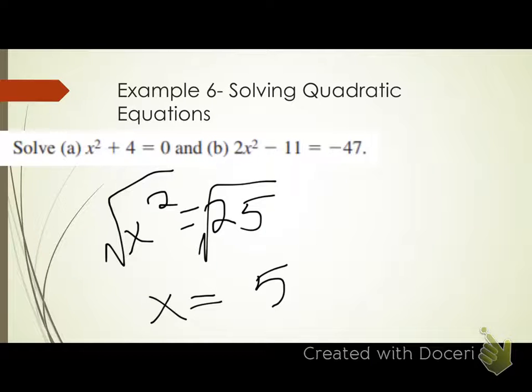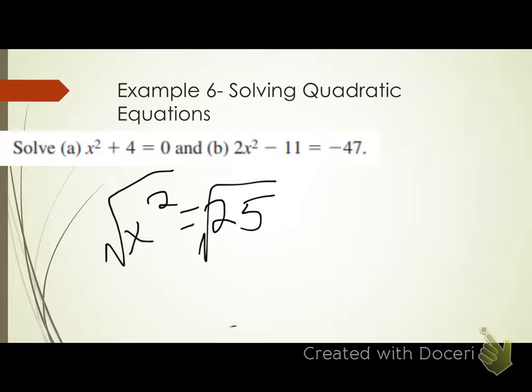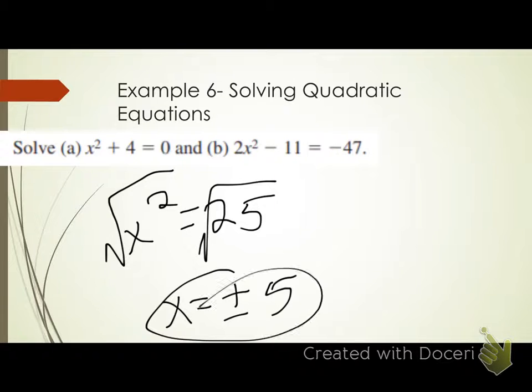Negative 5 also multiplies by itself to give you positive 25. So the square root of 25 is actually positive 5 and negative 5, so we denote it by this plus or minus symbol. So when I'm writing my solution, this is how I say it. I say x is plus or minus 5. So there's actually two solutions here. So when we're taking the square root of something, we need to account for the positive value and the negative value. So keep that in mind when we're solving these quadratic equations right here.